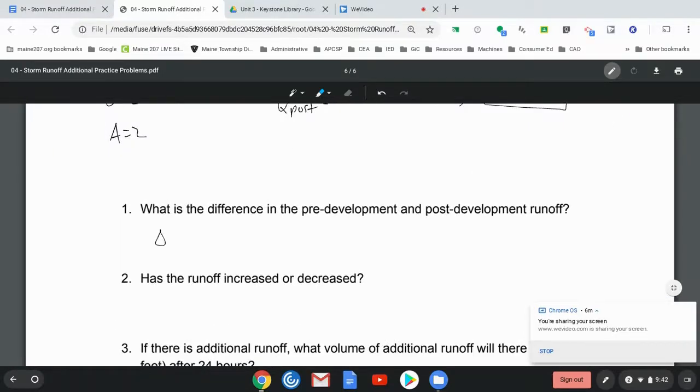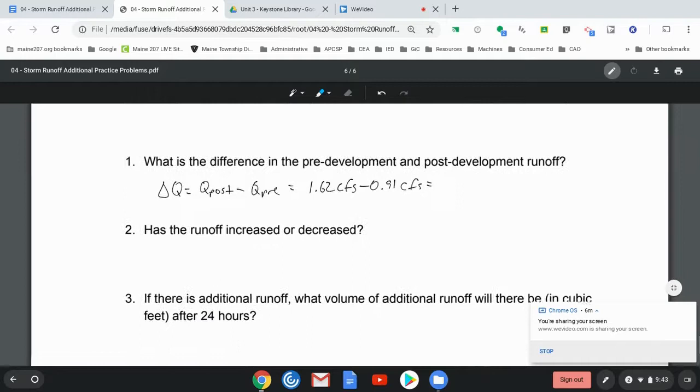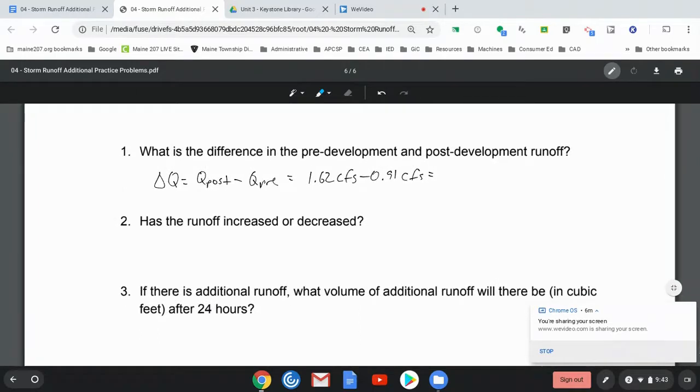The change, delta Q, is Q post minus Q pre. So we have 1.62 cubic feet per second minus 0.91 cubic feet per second. And you end up with 0.71 cubic feet per second. It's an increase, again, because it's a positive number.